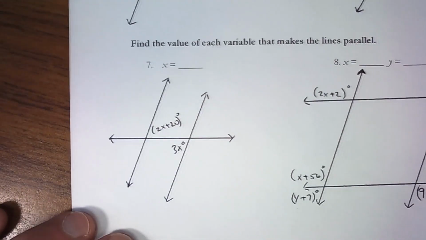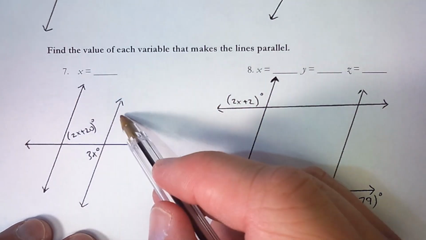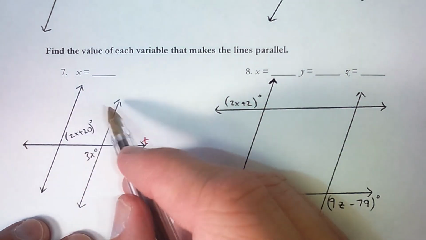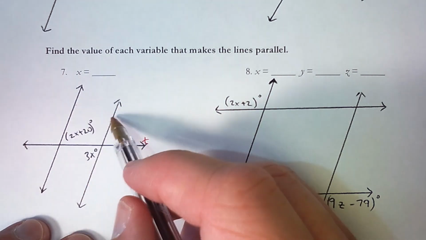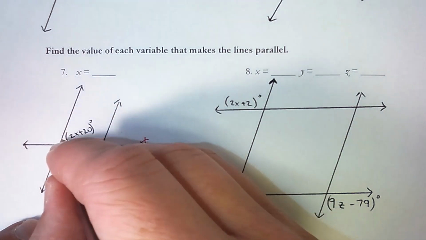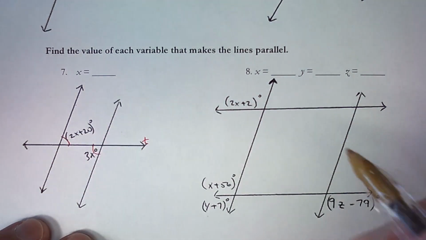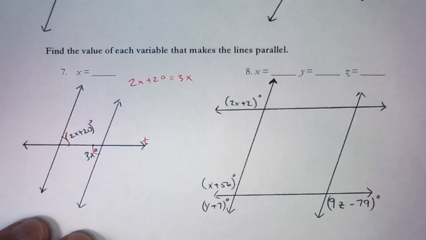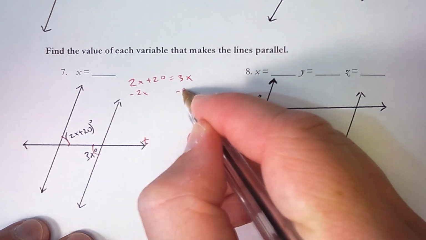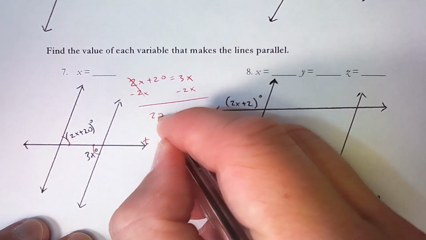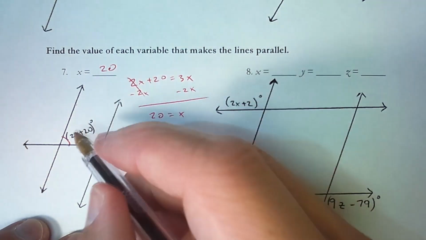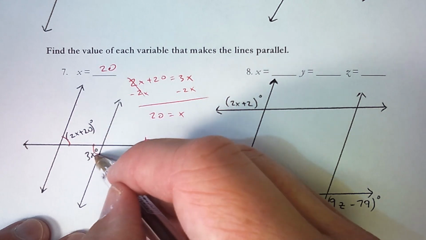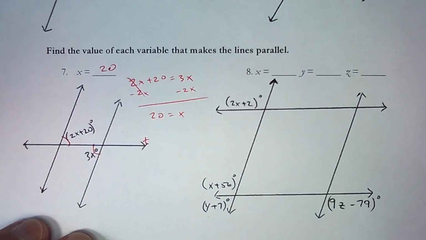All right, next up, I have two lines, and I want to know what value of x makes them parallel. Okay, so here's a transversal, two lines cut by a transversal. What value of x makes these lines parallel? If they are going to be parallel, then these alternate interior angles must be congruent. So 2x plus 20 must equal 3x. So I will subtract 2x and get 20 equals x. Okay, so 2 times 20, that is 40, plus 20 is 60, and 3 times 20 is 60, so 20 is correct.